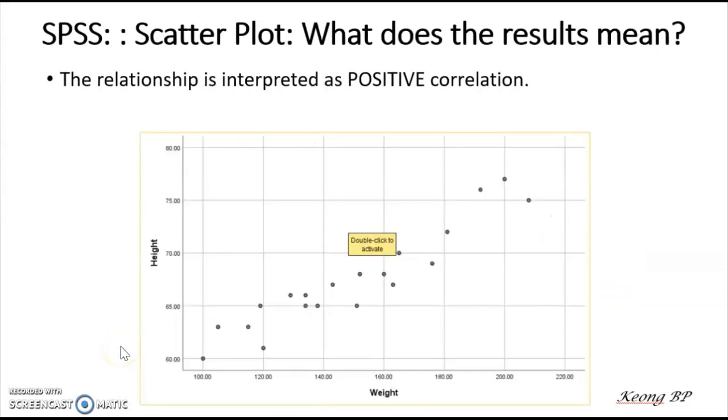As what is being shown in this diagram, the test analysis shows that the relationship between height and weight is positive. In other words, if height increases, the weight also increases. In this instance, we are comparing the height and the weight of tomato plants. We can conclude that if the tomato plant height increases, the weight will increase as well.